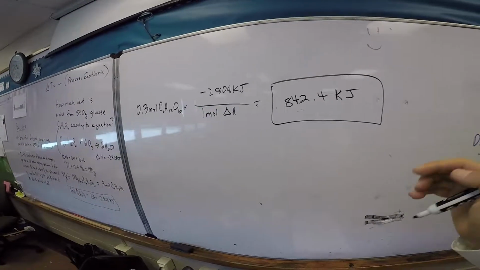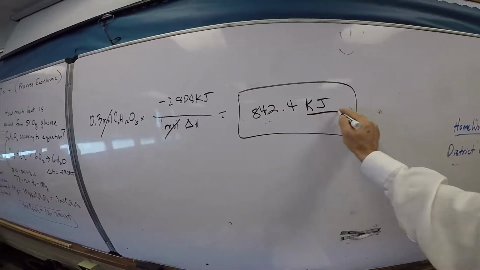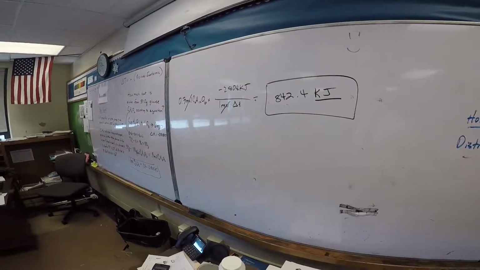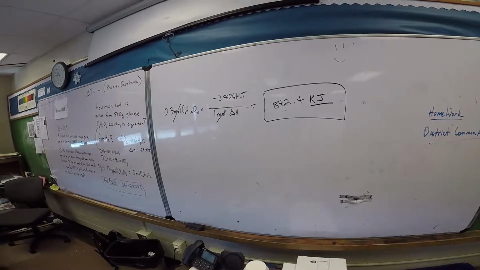When we're doing these problems, don't forget to put the unit. The moles cross out here, and we're left with kilojoules. Remember that kilojoules is a heat. So delta H would be equivalent to Q, or heat.